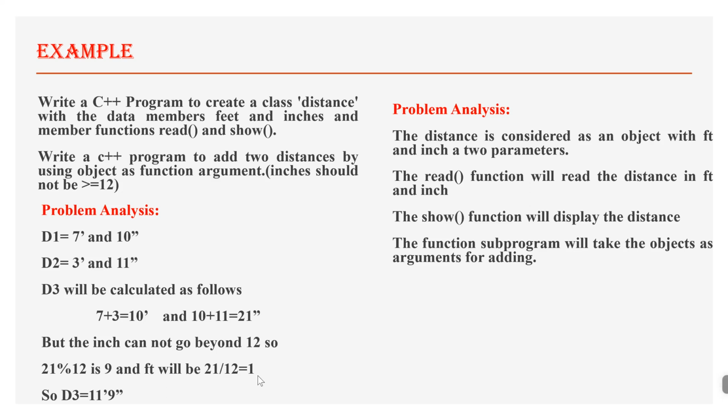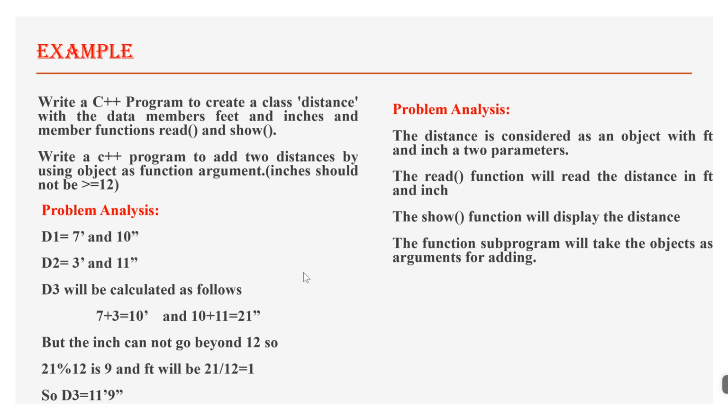With the feet, 21 divided by 12 is 1. What is the meaning? 21 inches is equal to 1 foot 9 inches. How are we getting this? By taking 21 modulus 12, we get 9 as the inches. Then when we divide 21 by 12, we get 1 as the feet. This foot we add with the 10 to get 11. So our D3 is going to be 11 feet and 9 inches. This is the theoretical part of the program.